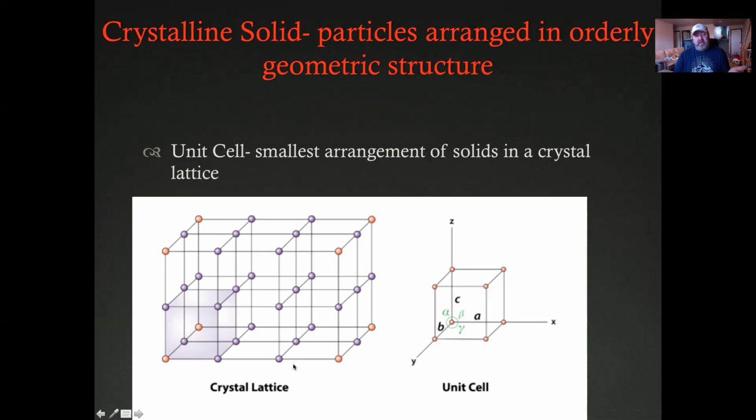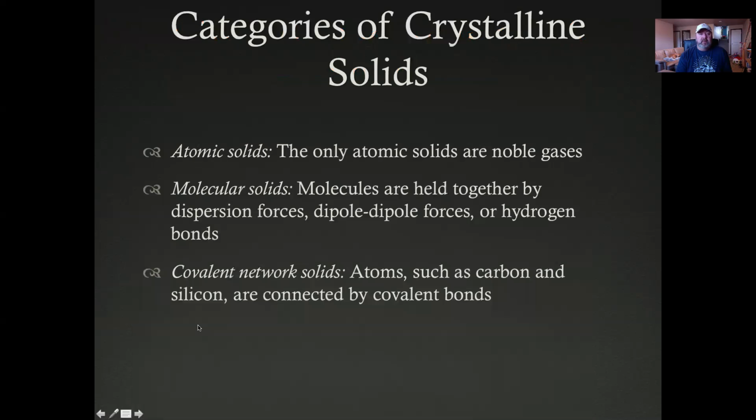Okay. Now, whatever material this happens to be, the unit cell of that would be like 1 cube of it. So there's 3 different categories of crystalline solids. There's atomic solids, molecular solids, and then there's the covalent network solids. The only atomic solids that we have are noble gases. Okay, and that's because they don't have attraction for other things. So they don't have any of those intermolecular forces.